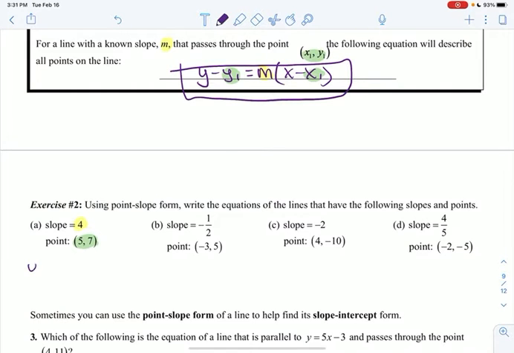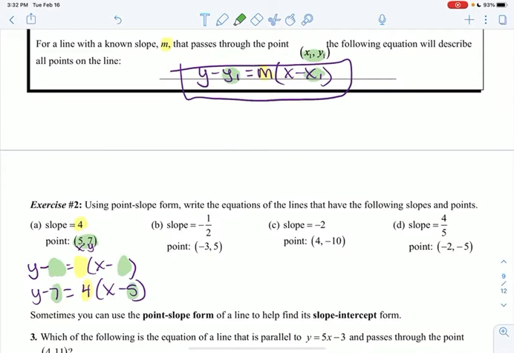So all I'm going to do is y minus, and then I have my slope, x minus. All I'm going to do is plug in my point here, and plug in my slope here. And that's it. And that's my answer. So this is my x, this is my y. y minus 7 equals 4 parentheses x minus 5. And I'll highlight that again so we can see what went on.